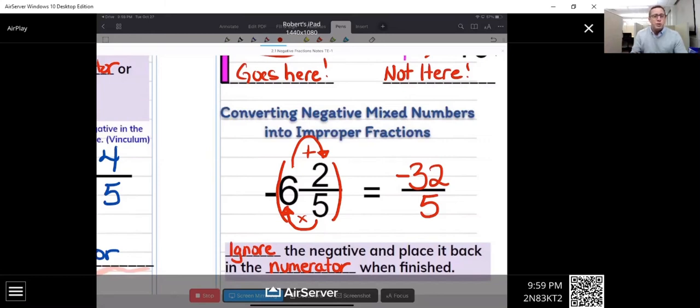So that does it for your lesson. This was a really short, pretty easy lesson, but these are essential things that you need to know and understand before we get into anything with adding or subtracting fractions.